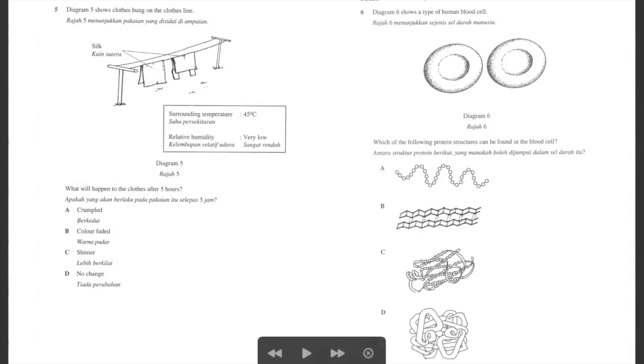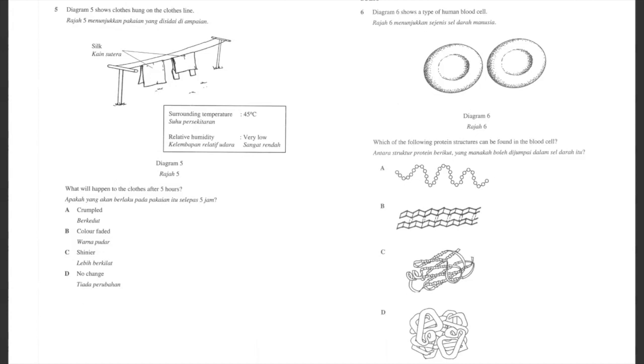Question number 6. So this is red blood cell. Which of the following protein structure could be found in the red blood cell? So the answer is D. This is quaternary level. Okay, so remember protein has four levels.